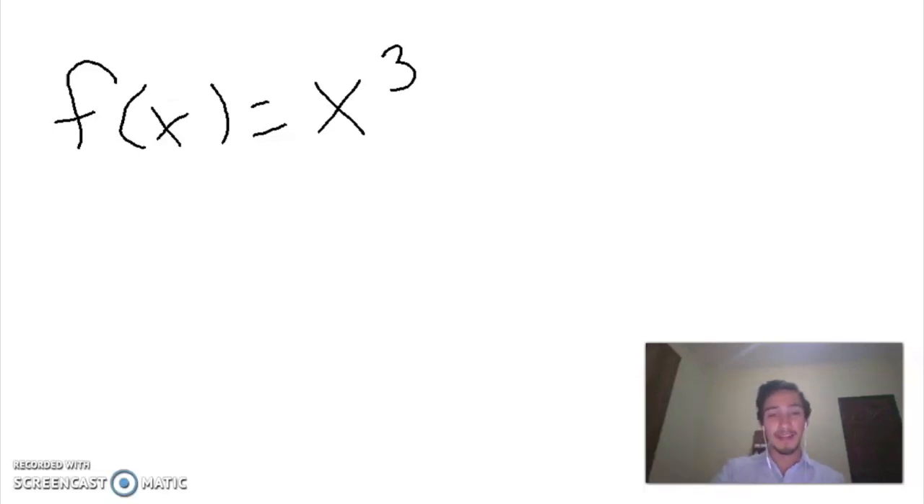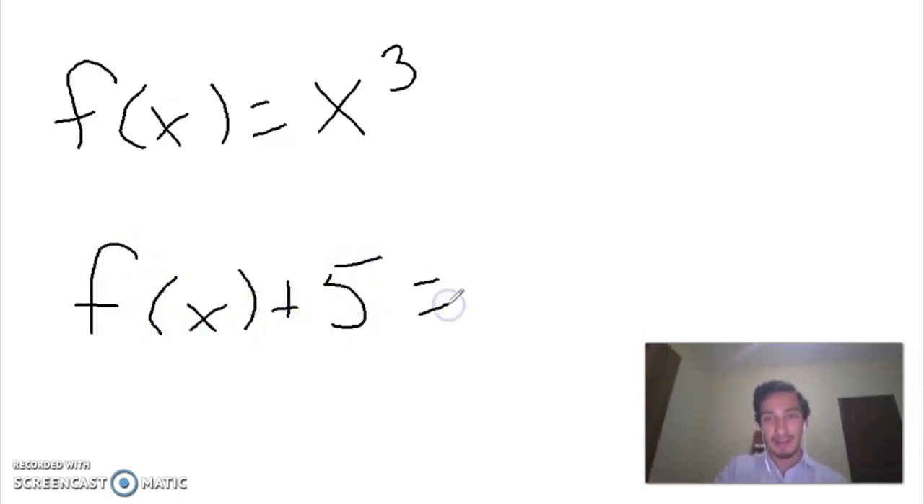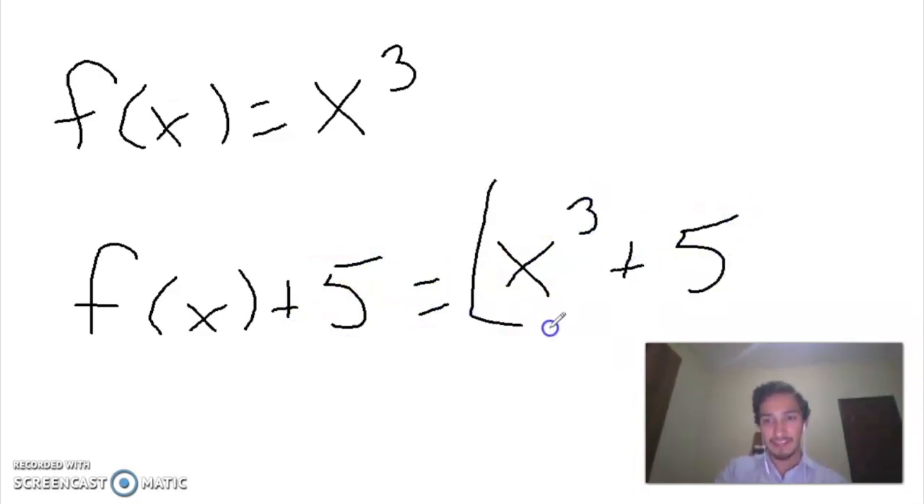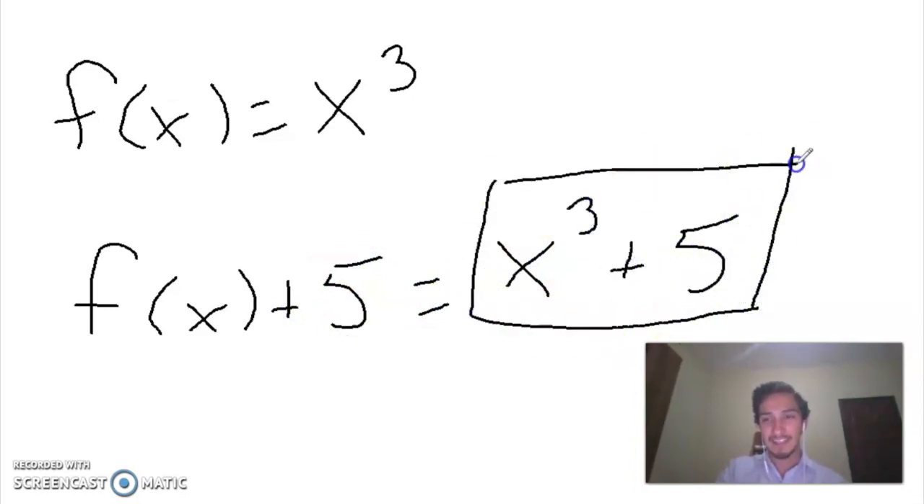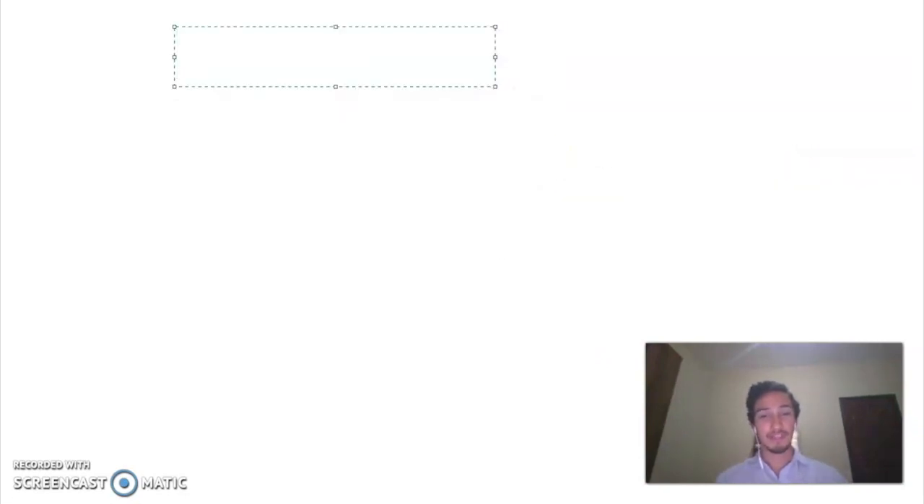So hopefully you've done that, and now we'll see that this is actually just f of x plus 5, which we can then rewrite as x cubed plus 5. And there we have our answer. That's our new function, and we can plug that into Desmos, and we'll see that it gives us the correct answer.